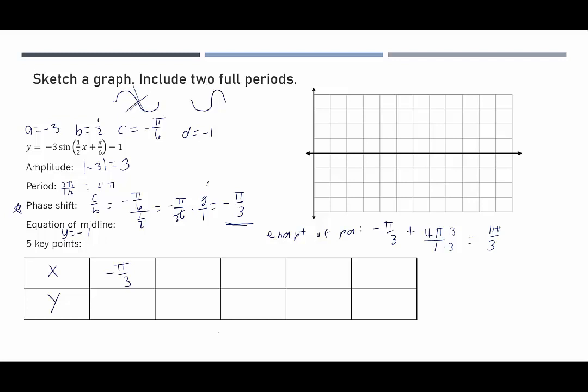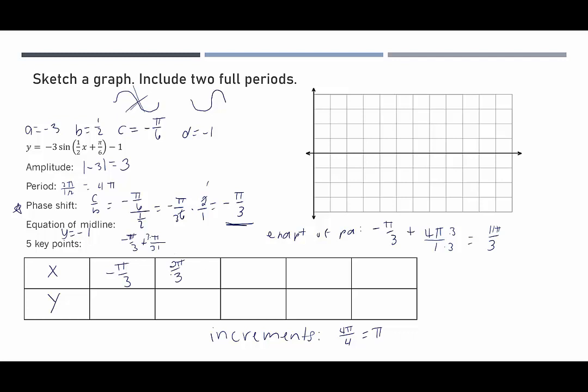So what are the increments? We need to do that calculation. How do we determine the increments? Take the period and divide it by 4. 4π divided by 4 will be pi. So our increments are pi's. So we're going to start here and we're going to add pi. -π/3 plus 1π. Well, what's 1π in terms of thirds? That would be 3π/3. So -1π plus 3π is 2π/3.